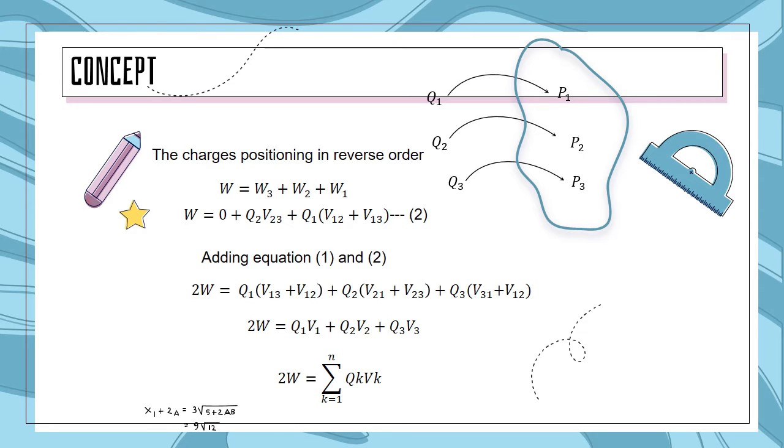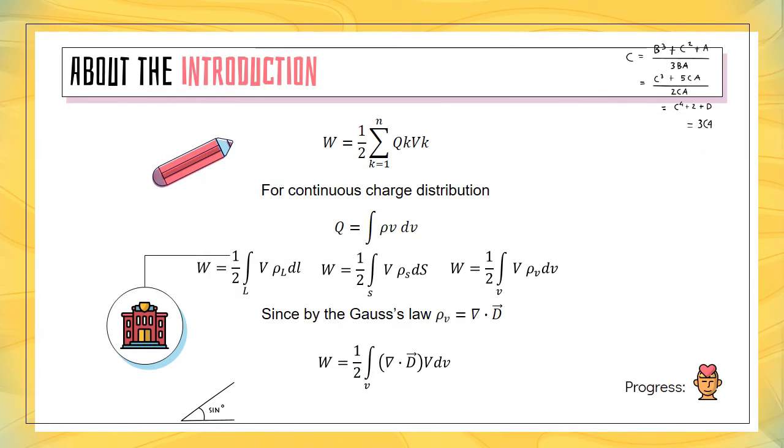By adding equation number 1 and 2, we will get 2W equals Q1 V1 plus Q2 V2 plus Q3 V3, where V1, V2 and V3 are the total potentials at P1, P2 and P3 respectively. We can also write the summation for this equation, where W is equal to 1 over 2 summation k equals 1 of Qk Vk. When k equals 1, we get Q1 V1.